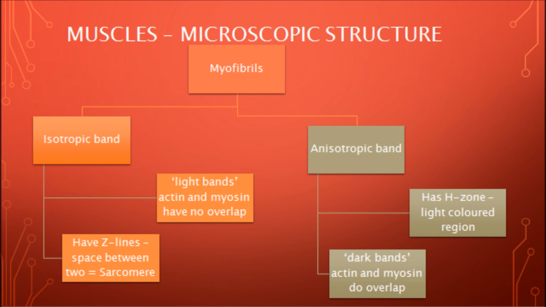The microscopic structure of a muscle fibre zooms in on one of the myofibrils, looking at how the striations occur. The striping is due to different coloured bands. Isotropic bands are the light bands which are found. Light because the actin and myosin do not overlap. At the centre of this section there is a Z-line, which separates two sarcomeres. The darker colour is known as an anisotropic band, which has a slightly lighter colour in the centre known as the H-zone. It is darker because the actin and myosin do overlap.